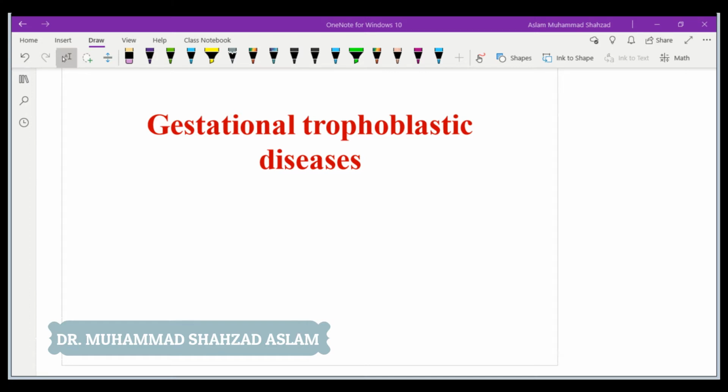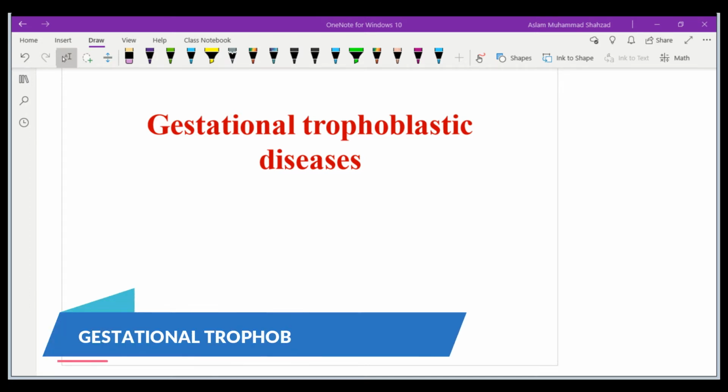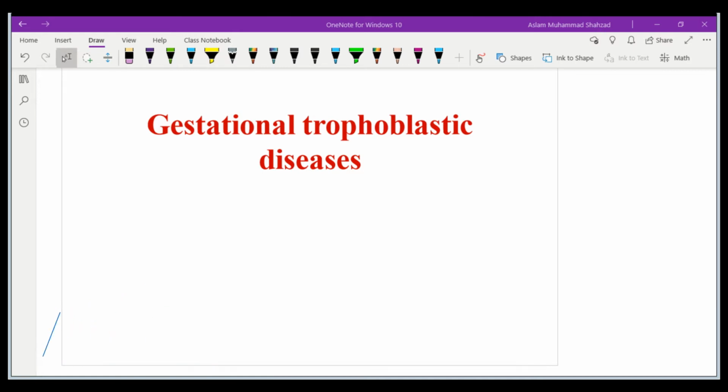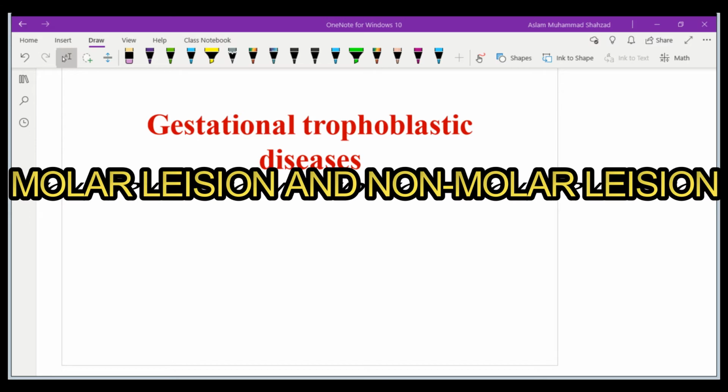Today we are going to discuss gestational trophoblastic disease, which is defined as abnormal proliferation of fetal trophoblast cells. The World Health Organization divides the disease into two categories: one is molar lesions and the second is non-molar lesions. So let's discuss today's topic.